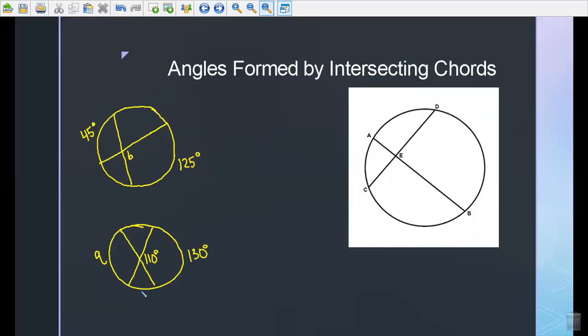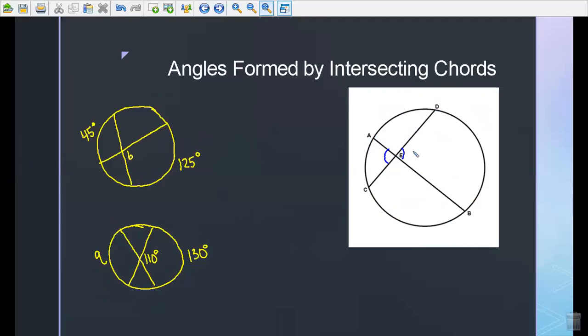Okay, angles formed by intersecting chords. All right, so chords are segments with endpoints on your circle. A specific kind of chord is your diameter, but it doesn't always have to be your diameter. So here I'm just given two chords that intersect. If you think back to Math 2, these angles are the same. They're congruent because they're vertical angles.